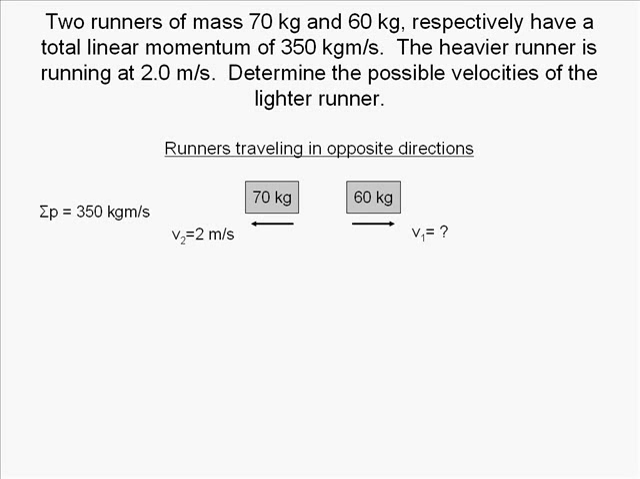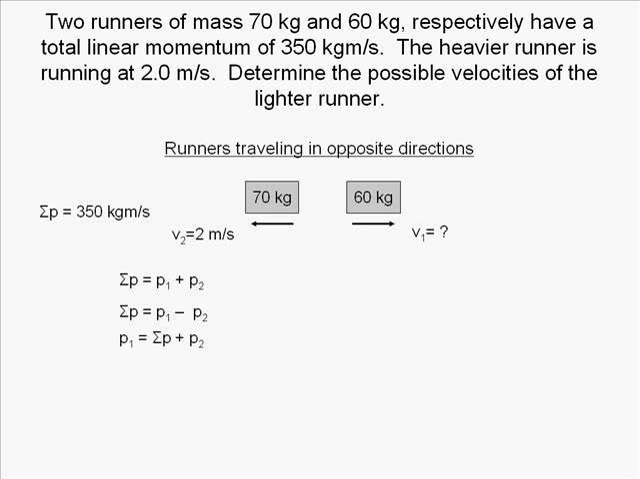We want to start with the equation to find the net momentum of the runners. The sum of the momentums equals momentum 1 plus momentum 2. Since in this case runner 2 is going to the left, the momentum is negative, making our equation the sum of P equals P1 minus P2. Because our goal is to solve for V1, we should rearrange the equation to isolate P1.